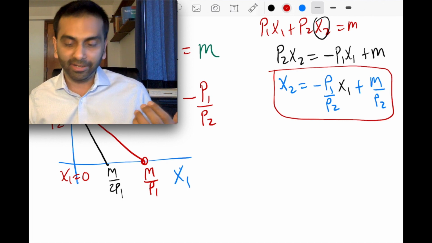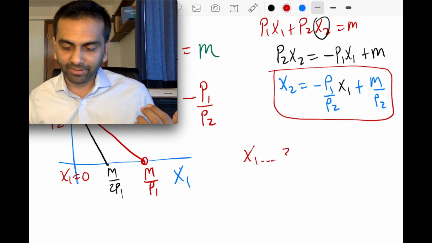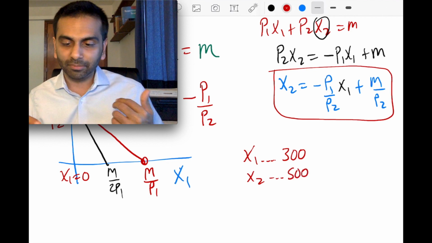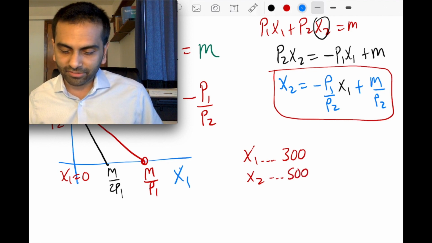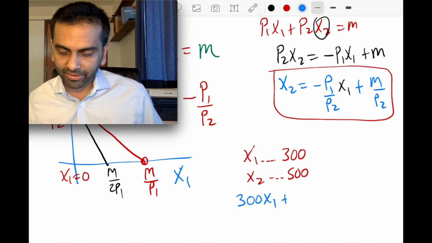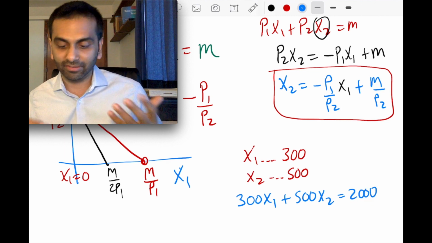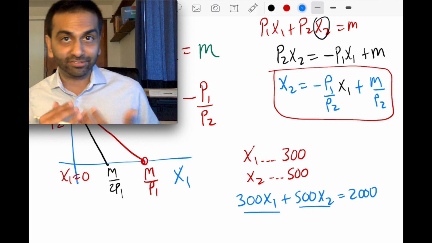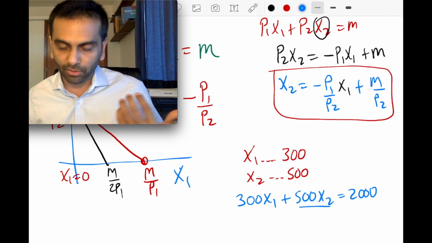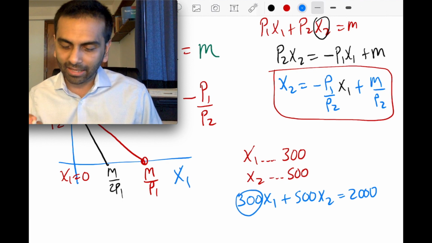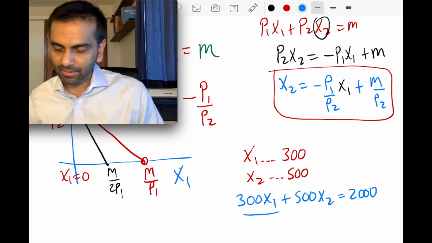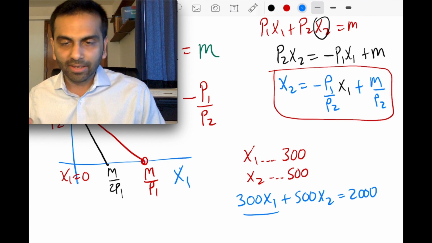So let's say good 1, which we can call x1, has 300 calories in each unit of it, and good 2 has 500 calories in each unit of it, and you want to consume exactly 2,000 calories. Well, then the budget constraint is going to be 300x1 plus 500x2 equals 2,000. It's like you have 2,000 calories to distribute between these two. The product 300 times x1 is the total calories on good 1. So if good 1 is slices of pizza and each one is 300 calories, then 300 times the number of slices of pizza is the total calories on pizza plus the total calories on breadsticks or something, and that equals your total calories.